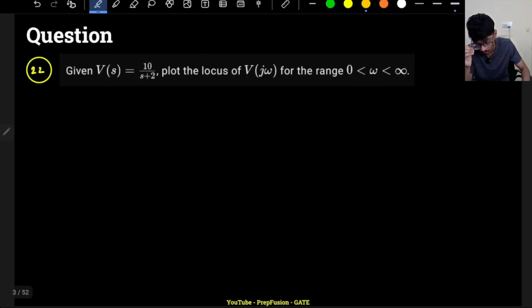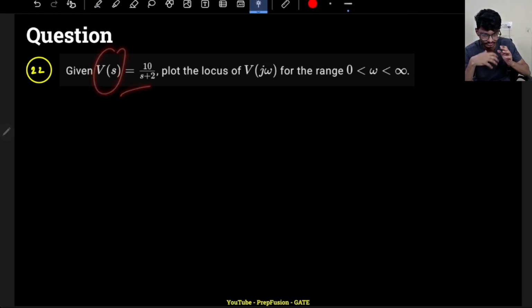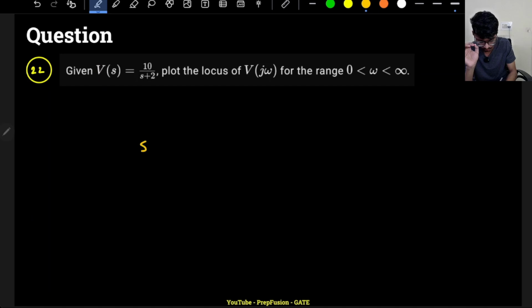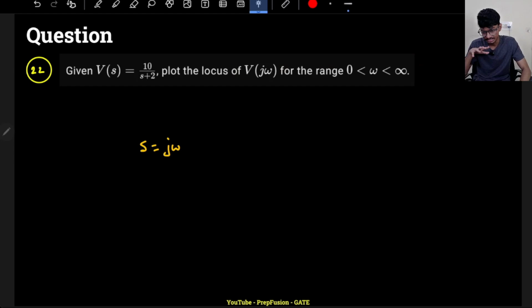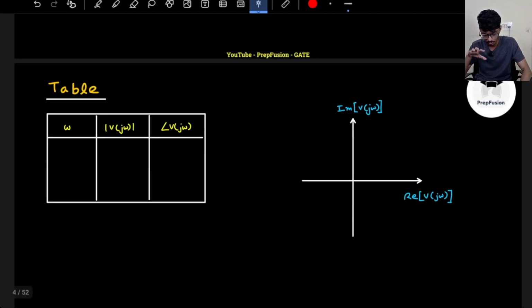Okay. So first, obviously, let's start with an example, and from this example we will understand what a locus diagram is. Given your V of s, it is a function of s. S is a Laplace domain variable, so you can ignore that fact. For network theory, what you have to do is simply replace s with j omega. Omega is the frequency and j is the complex quantity. That is the only information that you need to know in network theory. So here we have to plot the locus of V of j omega as omega varies from 0 to infinity. The general procedure is to plot with a table.